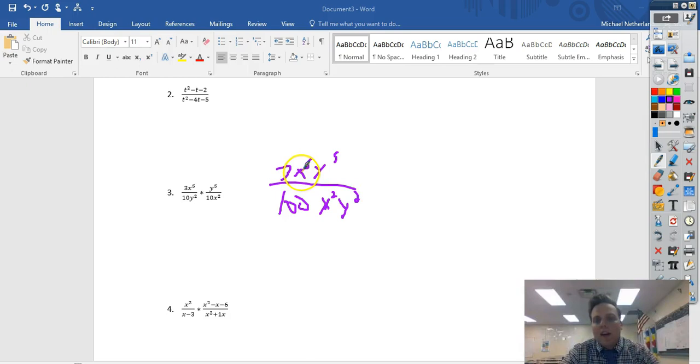Well, we have x to the 5th on top, x to the 2nd on bottom. So that becomes x to the 3rd on top. So we get 3 x to the 3rd. And then y to the 5th over y squared is y to the 3rd. All over 100.